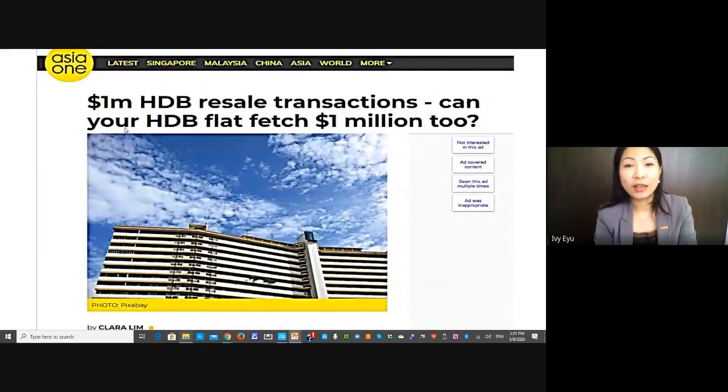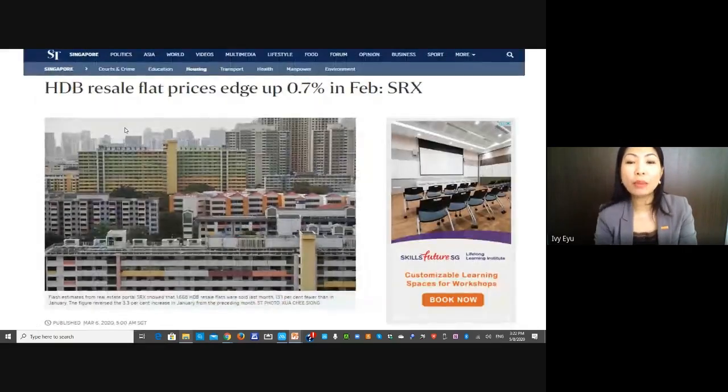because I know of transactions in HDB, especially in Bishan area and certain estates, that some of the HDBs are quite sought after. So based on this online report at AsiaOne, there have been a lot of HDBs in prime locations and size that can actually transact at more than 1 million. And I also updated them recently, in March 2020, that this ST report has mentioned that HDB resale prices actually increased for the first few months of this year.